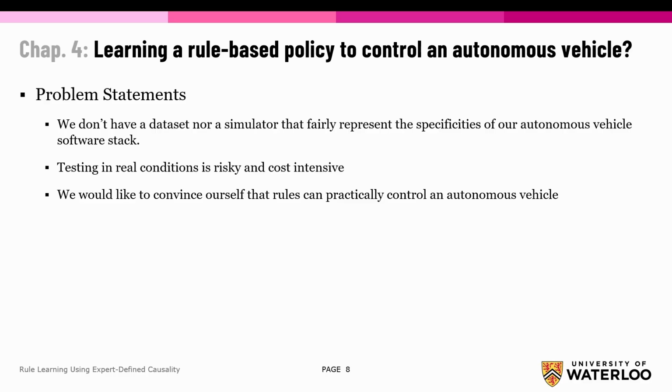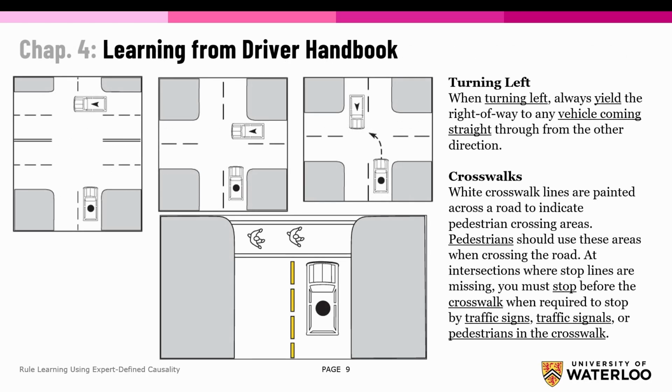The second thing is you can try to work with a simulator, but it won't necessarily fairly represent the specificity of your autonomous vehicle software stack. Another constraint that you have to consider is that testing in real conditions is risky because there could be accidents and things like that, and it's also cost intensive. So we would like actually to convince ourselves that the rules can practically control an autonomous vehicle. That's my first experiment. So that's how I've been doing this.